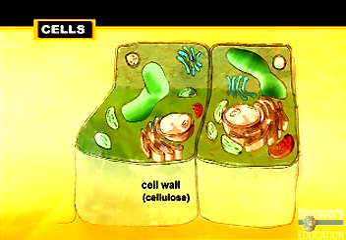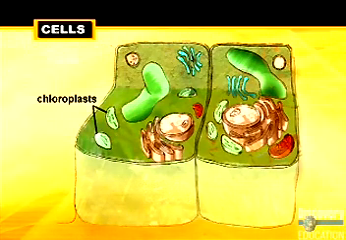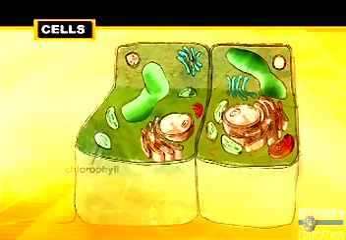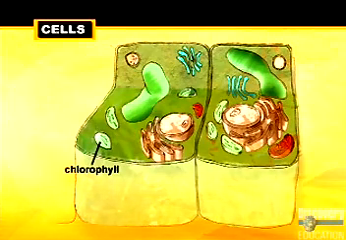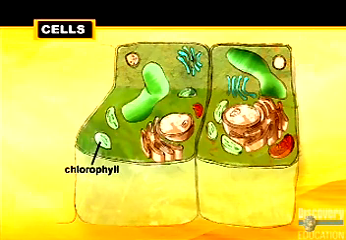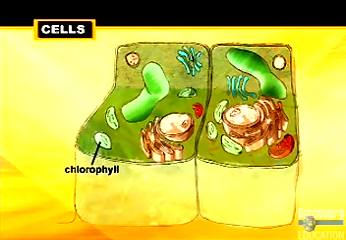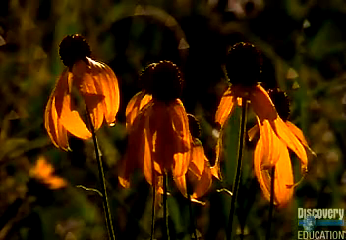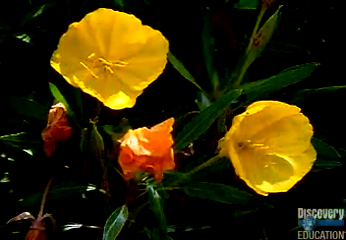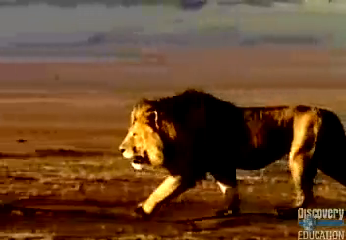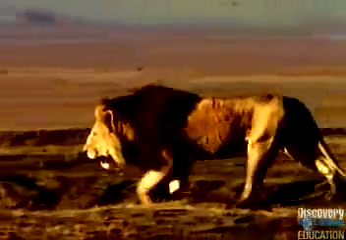Another feature unique to plant cells are chloroplasts. These organelles contain chlorophyll, the green substance that enables plants to complete photosynthesis. The word photosynthesis means putting together with light. Photosynthesis allows plants to make their own food. Animals, however, have to find their food before they can eat it.